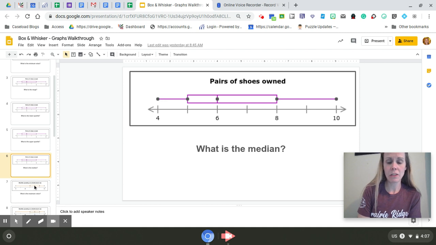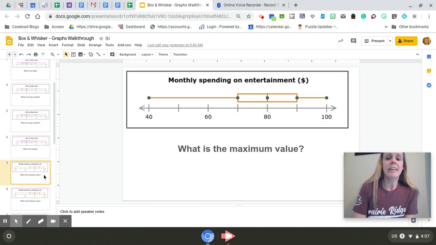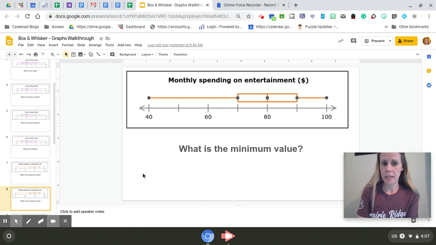Okay, so now I'm going to show you a different one. I want you guys to see if you can answer before I give you the answer here, if you can tell me what some of these vocabulary terms mean. So think about what you think the maximum value is. Should be 100. And then the minimum, go ahead and take a guess. Our minimum is going to be 40.